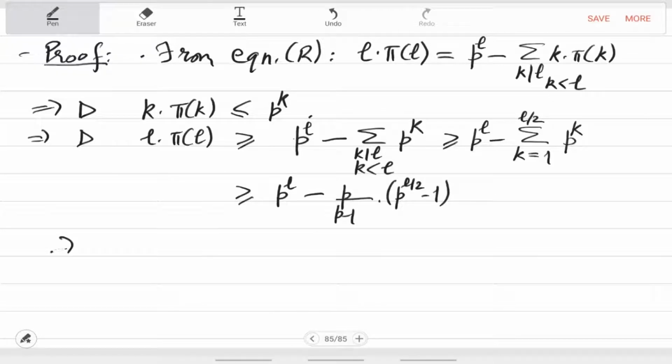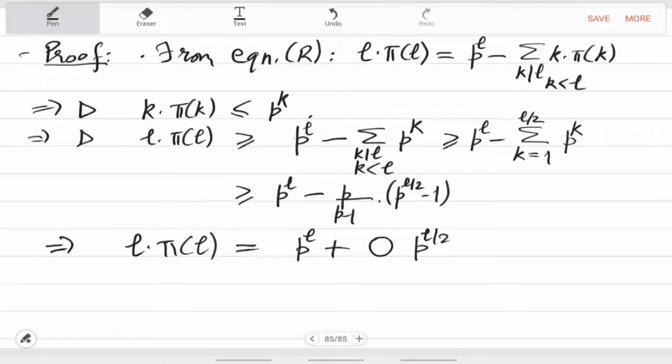So this means that L pi L is equal to P raised to L plus big O of P raised to L by 2. Right. So main term is P raised to L and the error term is square root of that. So that is the second statement in the theorem. From this you can now deduce inequalities as well.